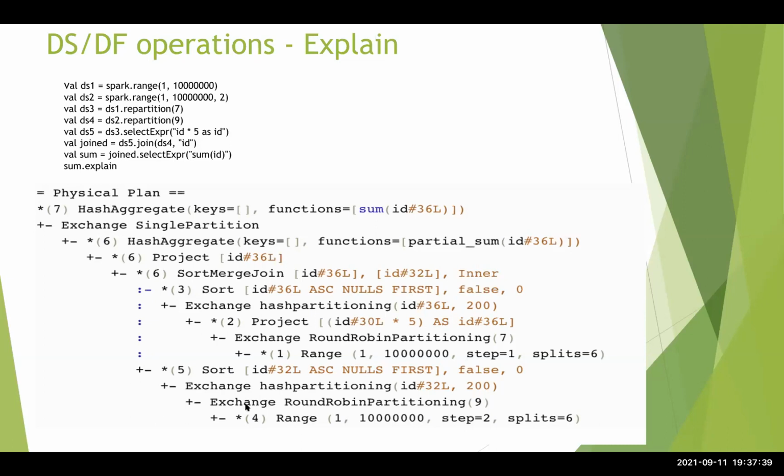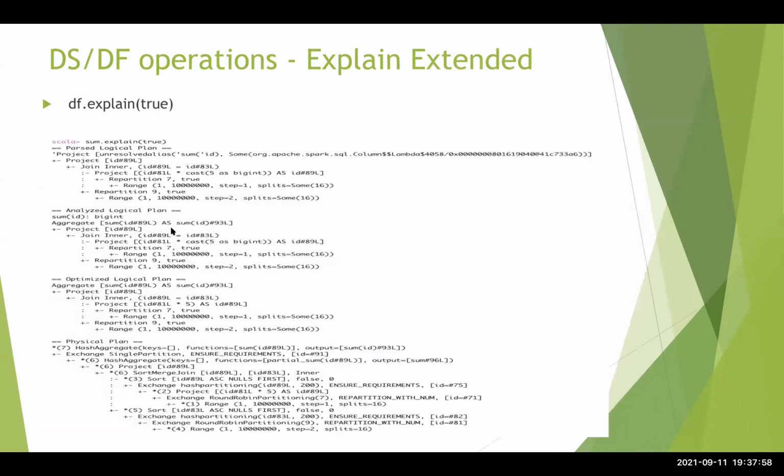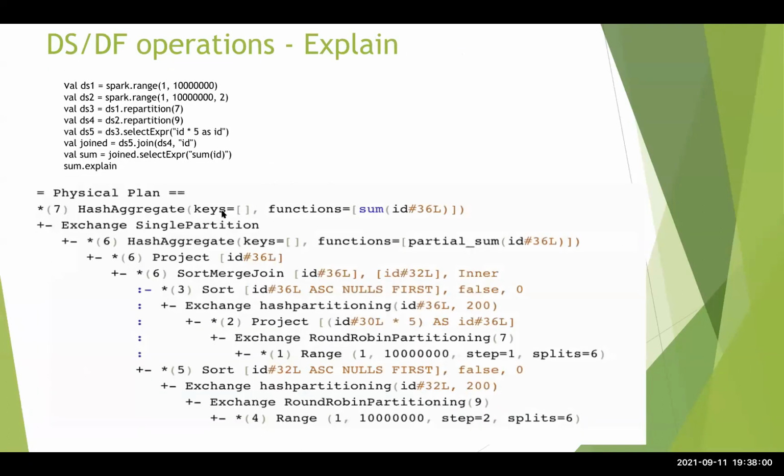So you see exchange happening here, exchange happening here. Exchange means shuffle, and you see one exchange is round robin partitioning, second exchange is hash partitioning, and then some sort of sort happening, then some sort of hash aggregate happening, and all sorts of things are happening. So I will go into each of these. This is just normal when you say sum.explain.